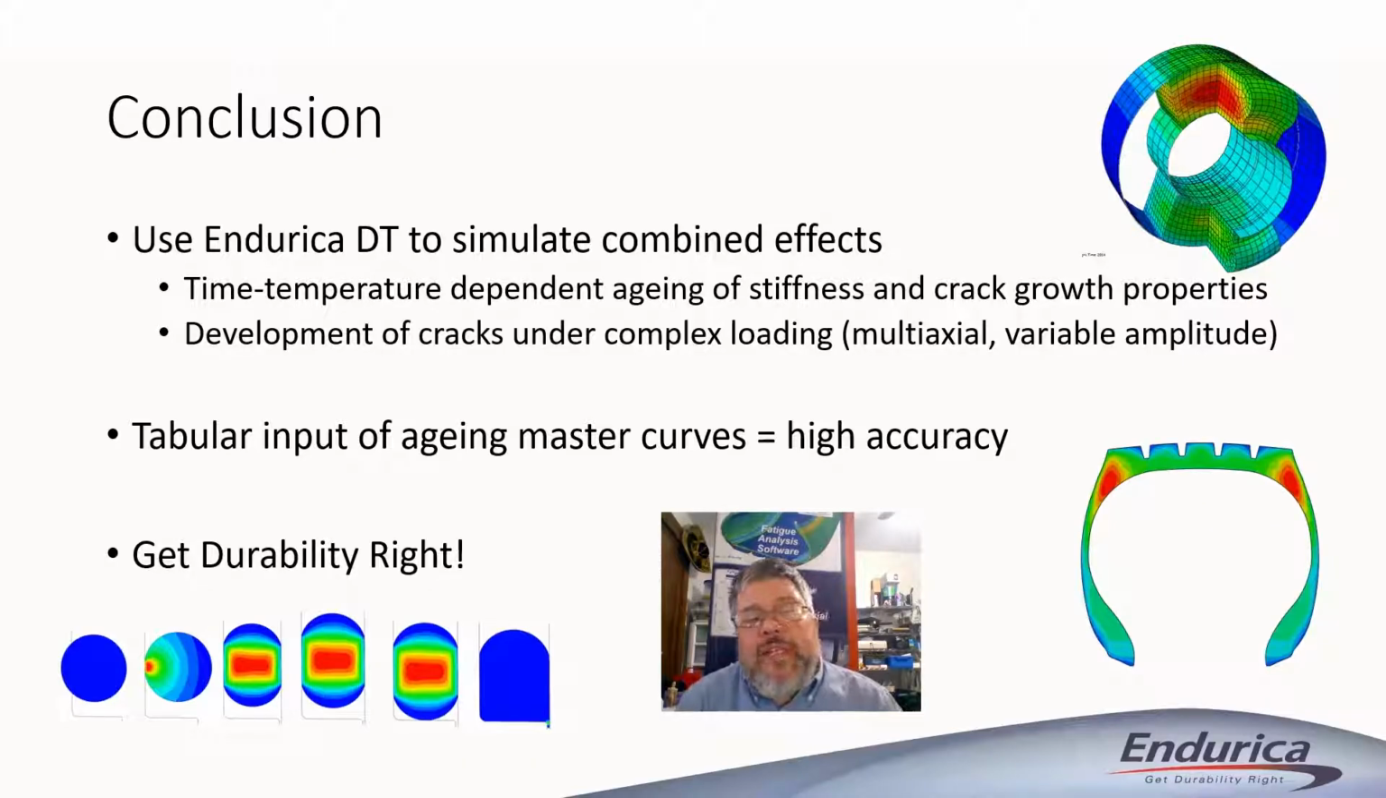Use Endurica DT to simulate the combined effects of temperature-dependent aging on your stiffness properties, your crack growth properties, and on the development of cracks under complex loading. Here, this was simple loading, but the code works just as well for multi-axial variable amplitude loading. And the fact that we can give a tabular input for the master curves means that you can have very high accuracy. If you've got the experimental results that describe the aging effect, you can get that effect into your model and get durability right.